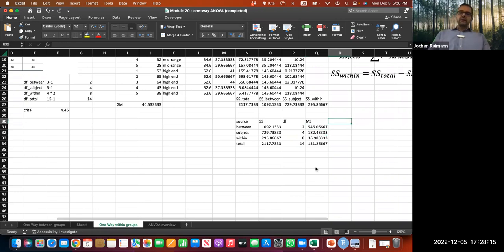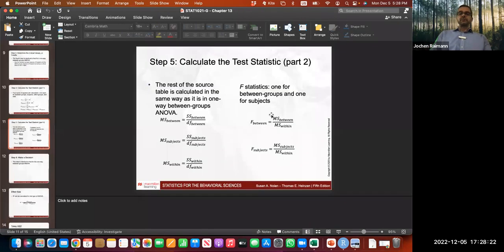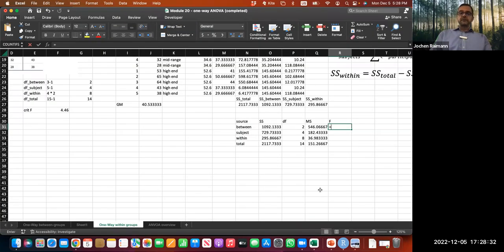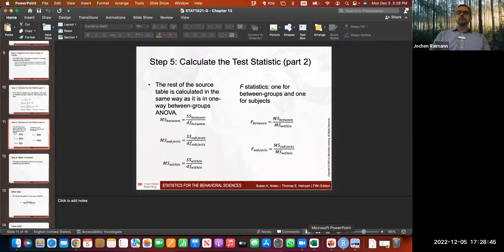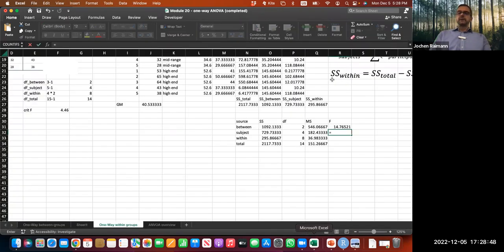Now we need two F estimates. So we have the estimate for the F between, it's MS between divided by MS within, and the F subject is MS subject divided by MS within. Between is now this divided by this. And subjects divided by within. So we have now subjects divided by within.